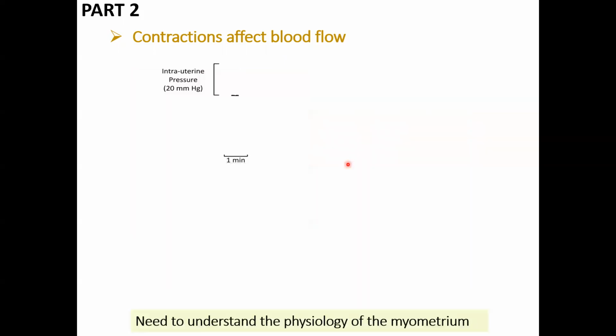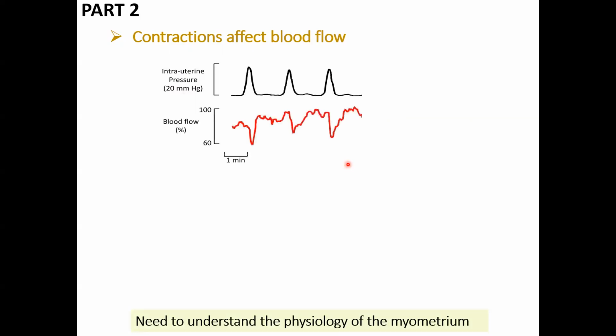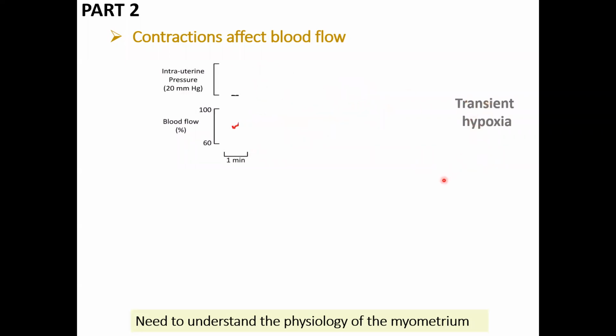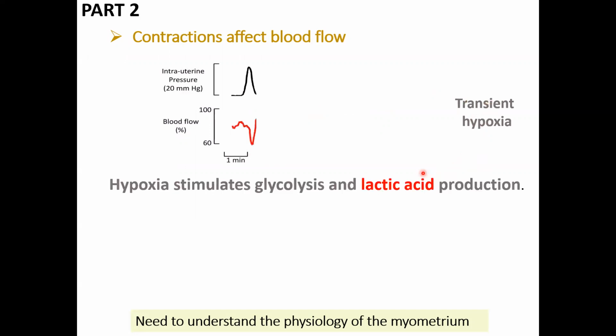If seeing is believing, here you go. Phasic contractions in vivo in an anaesthetized rat, simultaneous recordings of blood flow, and it's very clear that the peaks of force are associated with dips in blood flow. In other words, there are repetitive transient hypoxic episodes. That, of course, will stimulate glycolysis and lactic acid production.